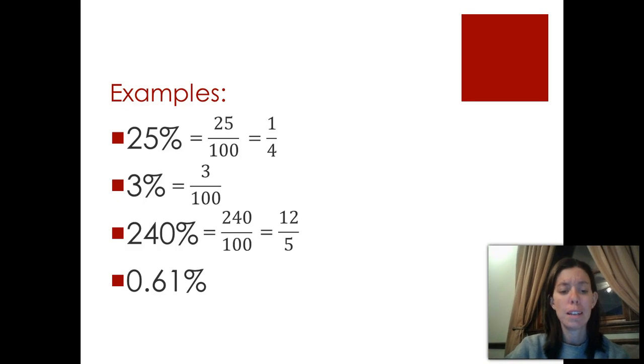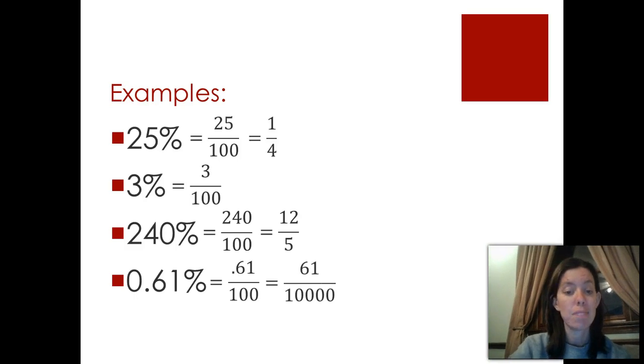And 0.61% is going to look a little funny at first. You would write 0.61 over 100, so following that first step, but then we're not really reducing to lowest terms here. We're actually going to multiply by something so that we don't have a decimal in the numerator. So what I'm really doing is moving the decimal point to the right twice, because then I'll have 61 in my numerator. So if I move the decimal point to the right twice in my denominator, I get 10,000. So the fraction form of 0.61% would be 61 over 10,000.